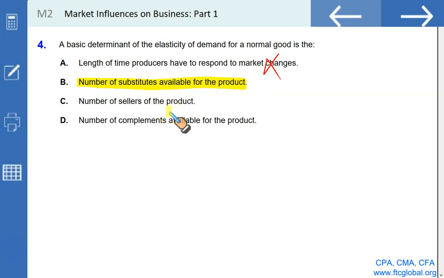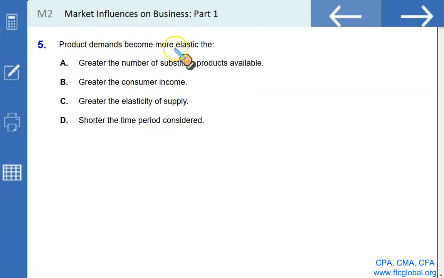Number of sellers of the product, again that is a feature of supply, not demand. The number of complements available for the product. This is again incorrect. Complement goods are goods that are jointly demanded, like bread and butter, fuel and car, right? So the number of complements available for the product is totally irrelevant when calculating the elasticity of demand. Product demand becomes more elastic the greater the number of substitute products available. This is true. This is what we have been discussing in the last couple of questions.